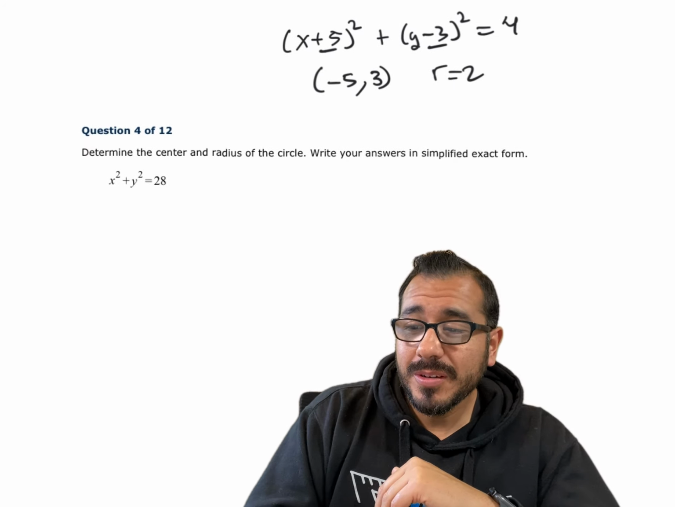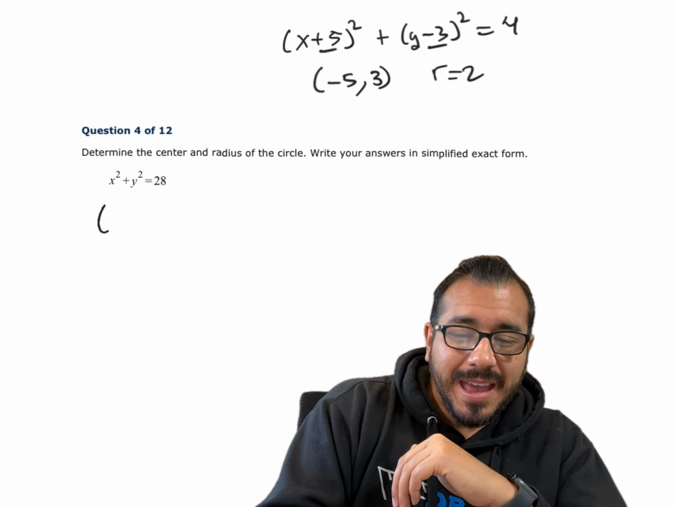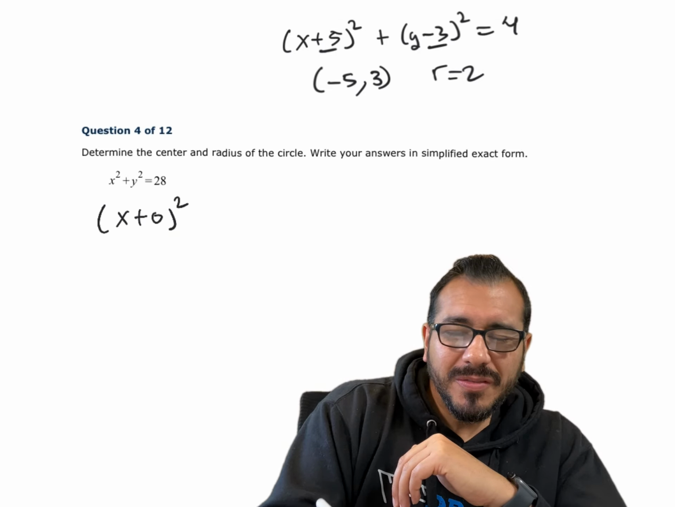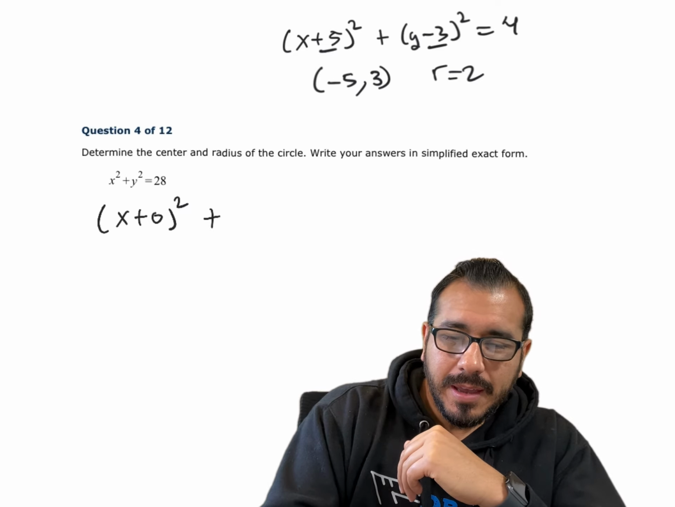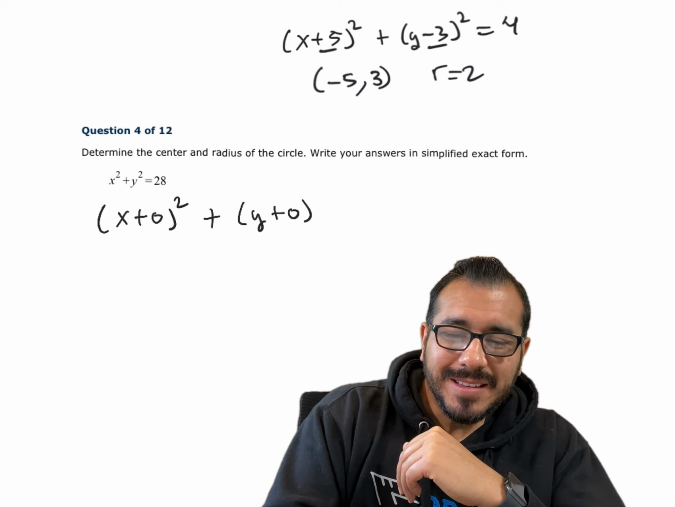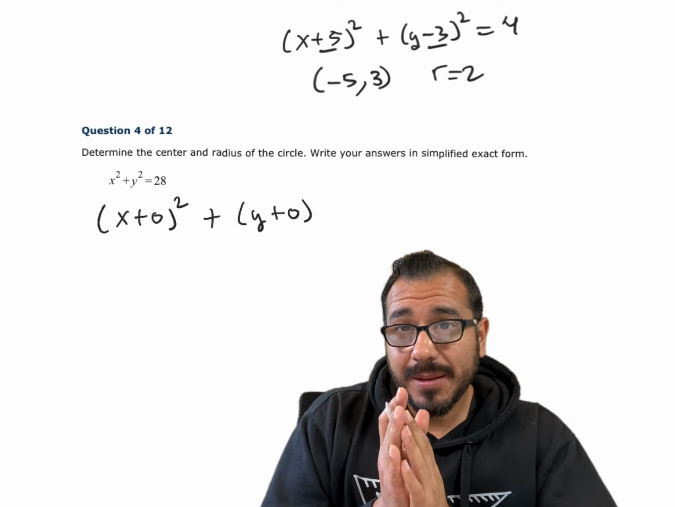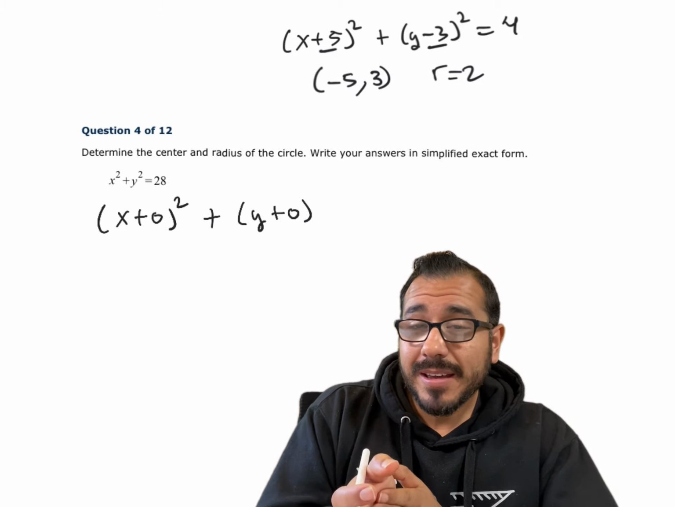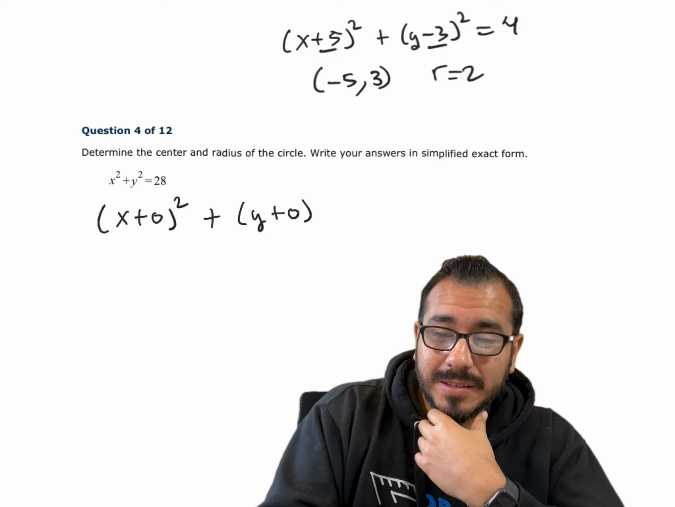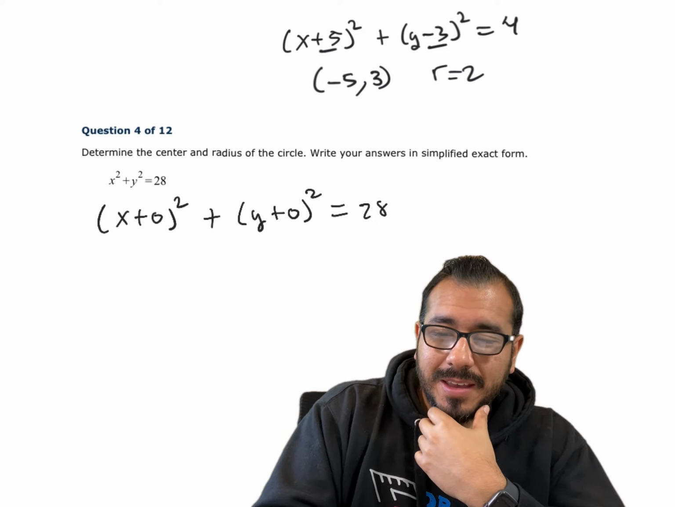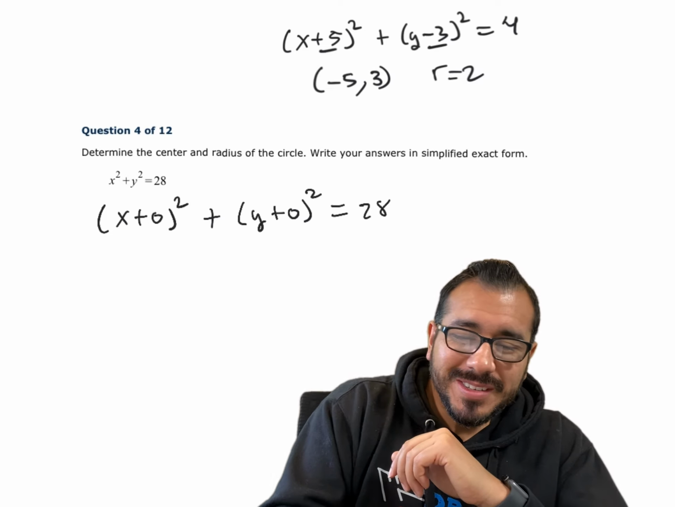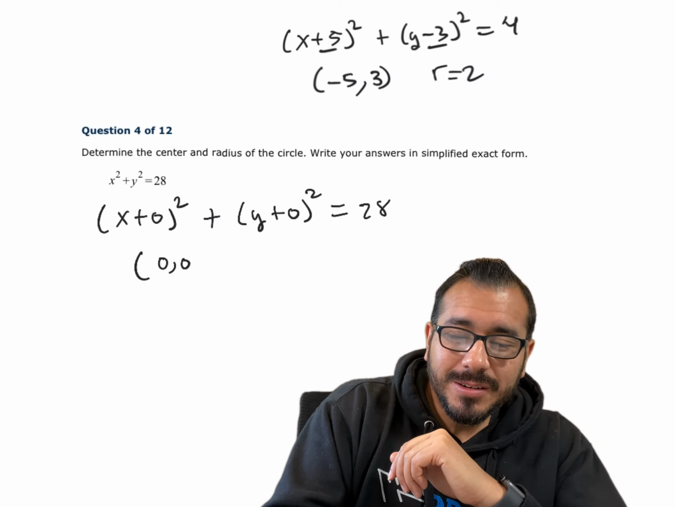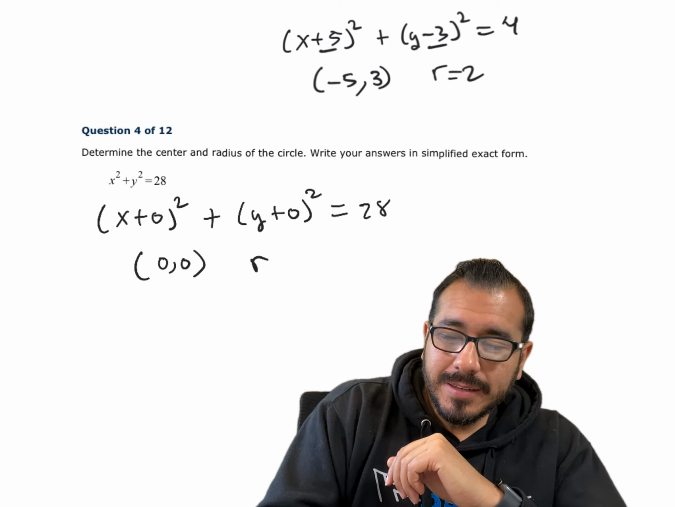So here what we're gonna do is rewrite this as x plus 0. If I add 0, have I changed anything? Absolutely not. And the same thing if I add 0 to y. In the same way I could have subtracted 0, so we could have put minus 0 if we wanted, and that equals 28. Just because it's written in this format, now it's easier for you to see that the center is at 0, 0, and our radius is the square root of 28.